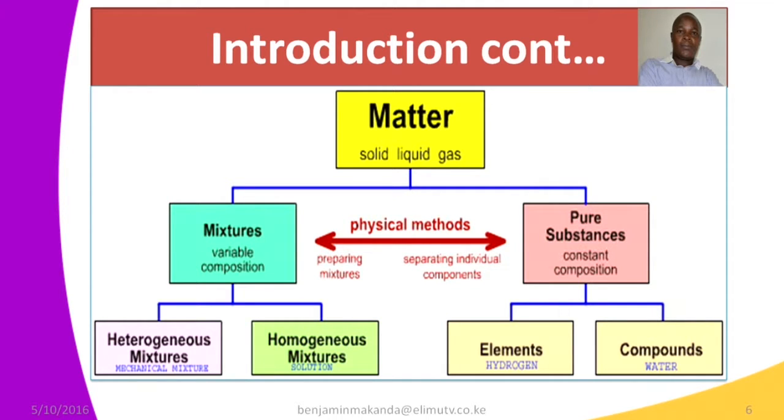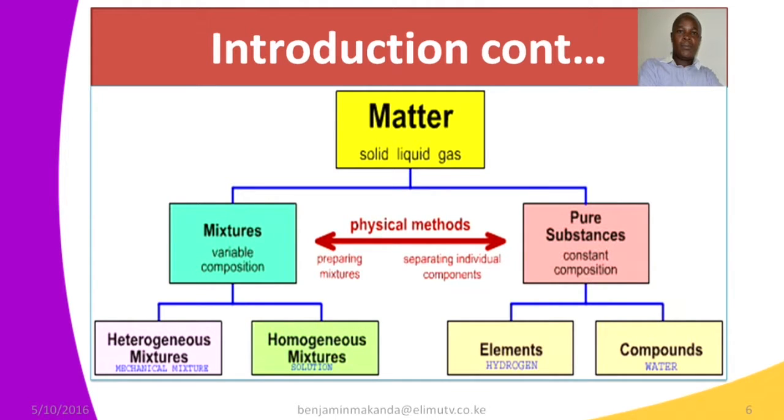Now, looking at the methods of separating, physical methods, preparing mixtures, separating individual components, they have a common thing here. They can actually be connected by a physical method. Then, going back to pure substances, we may have pure substances which are either elements, and an example of an element is hydrogen. They can also be compounds, and we have water as a compound. What of mixtures? Mixtures can either be heterogeneous mixtures or homogeneous mixtures. Then homogeneous mixtures in most cases are solutions. Heterogeneous mixtures are mechanical mixtures that we're going to see in our discussions.